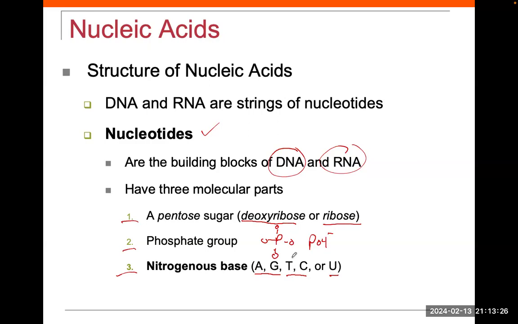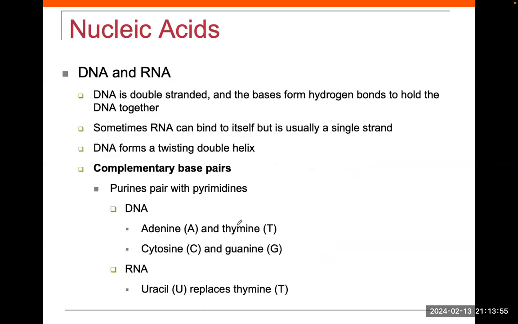So the uracil replaces thymine in RNA. Otherwise, the A and the G get grouped together in DNA, and the T and the C get grouped together in DNA. But in RNA, the U, the uracil, is going to replace the T in the pairings. Okay, and that's actually what it says here.